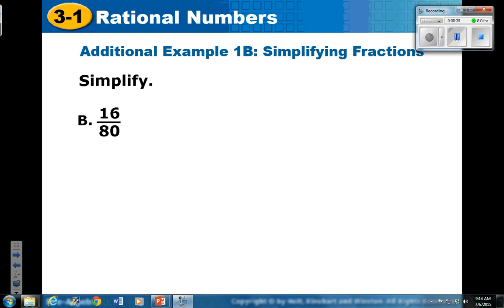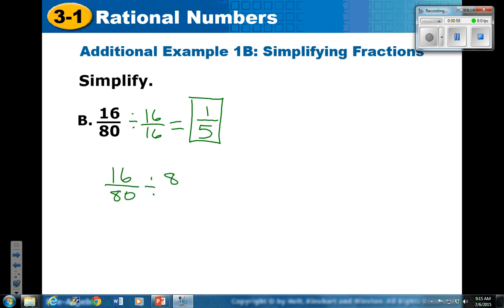The greatest common factor for this one happens to be 16. I'm not sure that all of you would have come up with that. 16 divided by 16 is 1, and 80 divided by 16 is 5. So your answer is 1/5. I'm betting a lot of you would have come up with this.